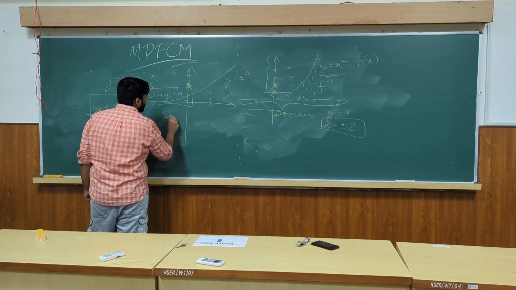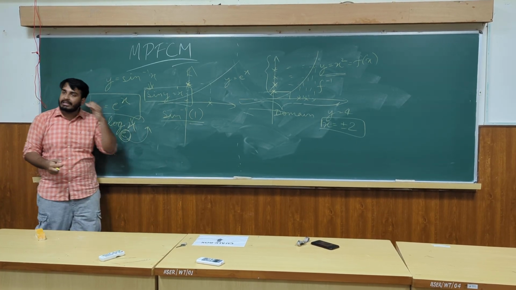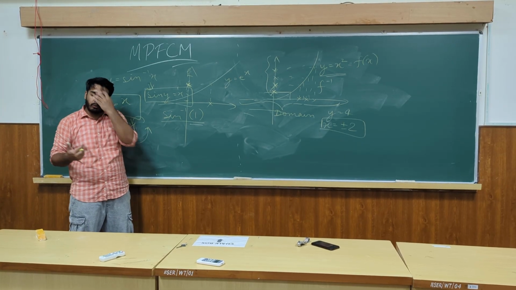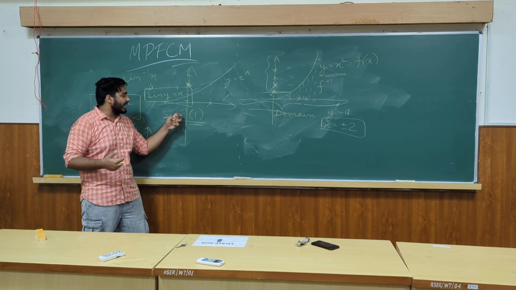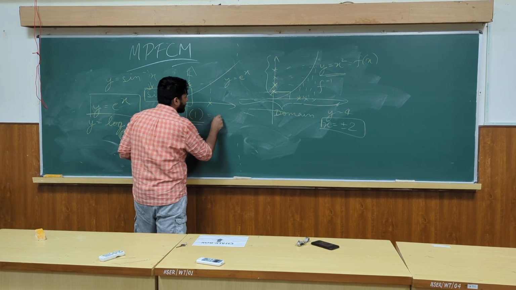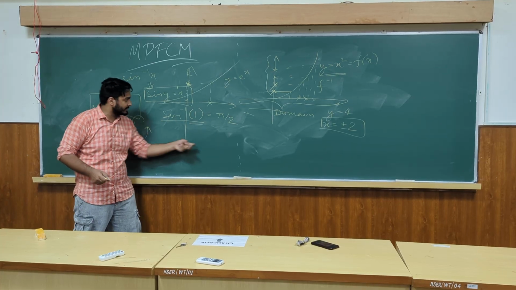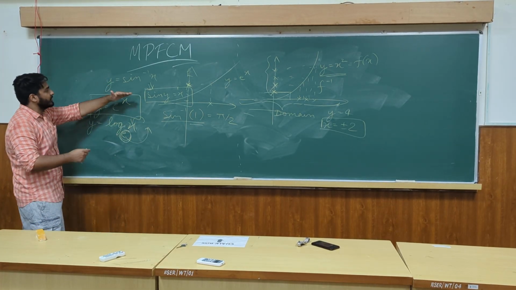If I was to talk about sine inverse of 1, what it is asking me is what angle am I supposed to take such that the sine of that angle is equal to 1. So sine inverse of 1 is equal to pi by 2, because sine pi by 2 is equal to 1. I hope that is clear to everyone. That is how inverse functions behave.